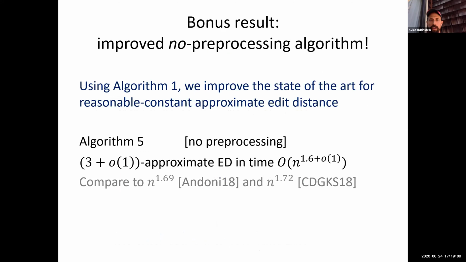Good. A completely different bonus slide. We actually have a bonus result. We improved the state of the art for no pre-processing algorithms. So if you want to do approximate edit distance with some constant factors, as Josh will tell you in the last talk, you can do that in near linear time. But if you want a reasonable factor, say 3, which is the best we know to do in subquadratic, we improve the state of the art from 1.69 to 1.6.